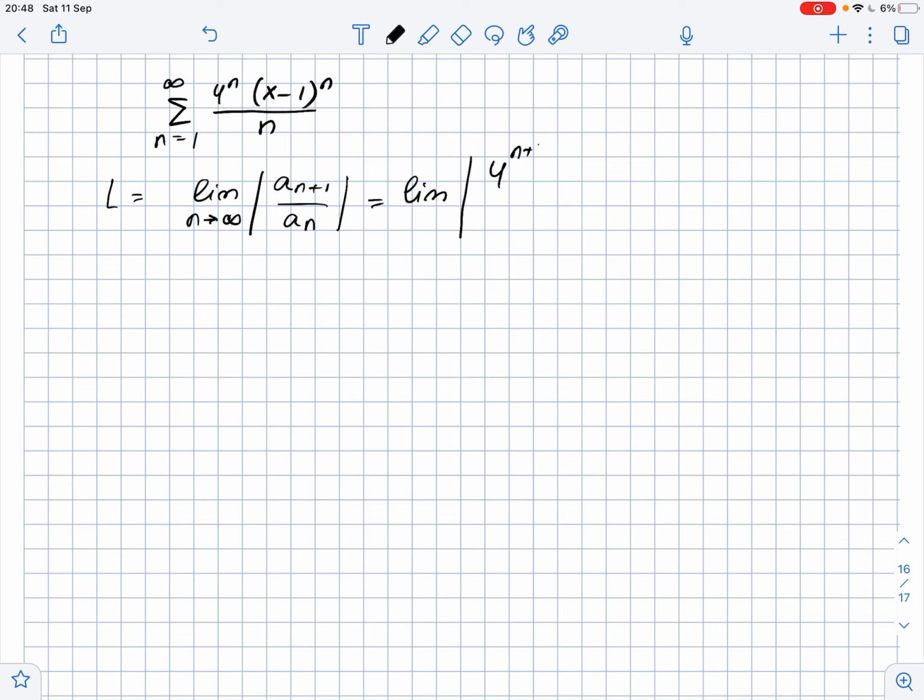a_{n+1} equals 4 to the power of n+1 times (x minus 1) to the power of n+1, over n+1. And this whole thing is divided by a_n, but we can just multiply it by the reverse of a_n. So basically n over 4 to the power of n times (x minus 1) to the power of n, and n approaches infinity.